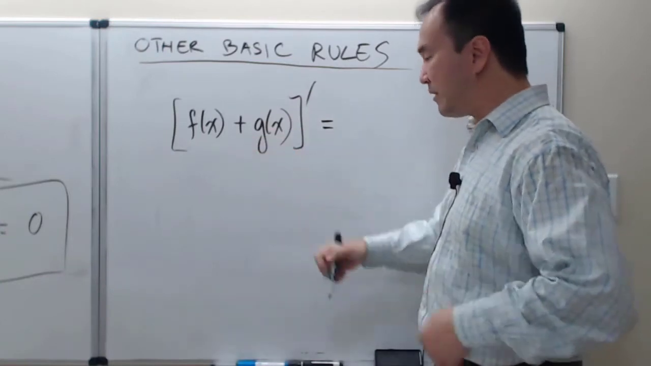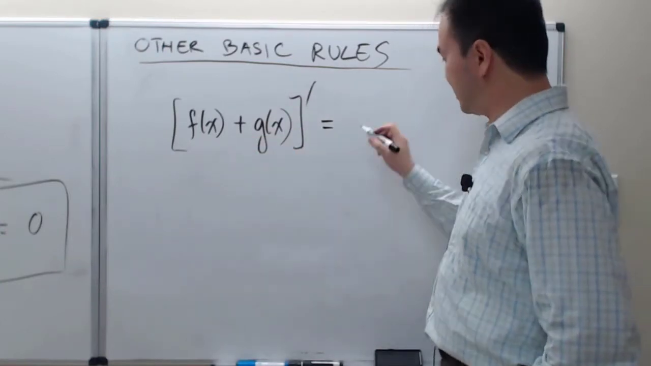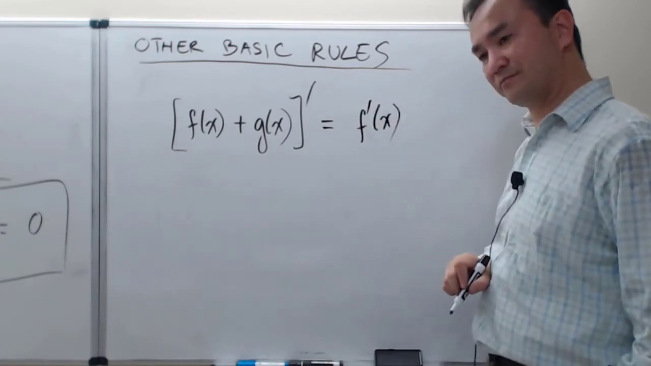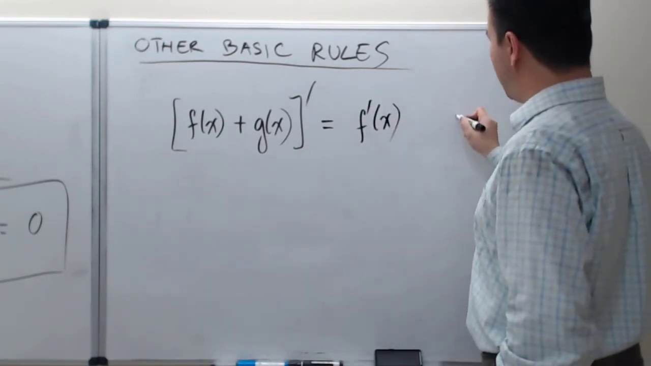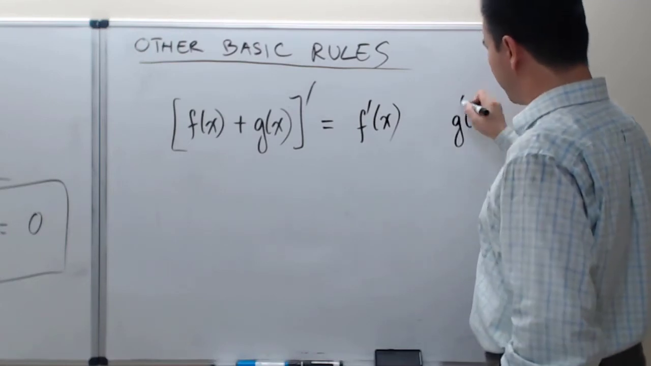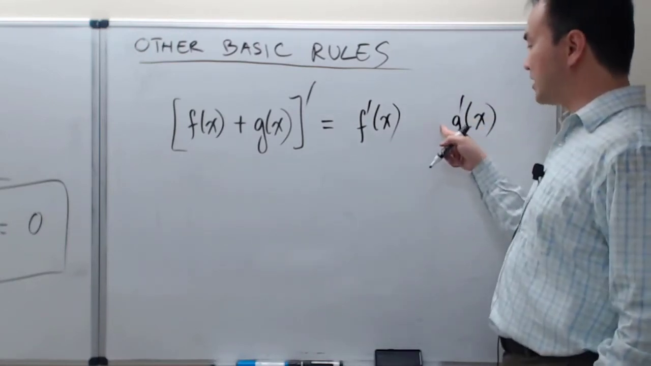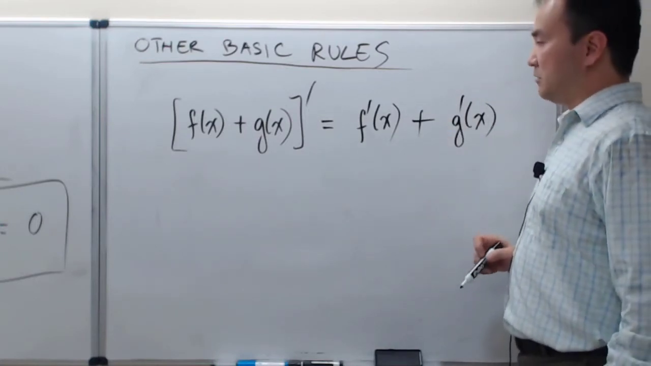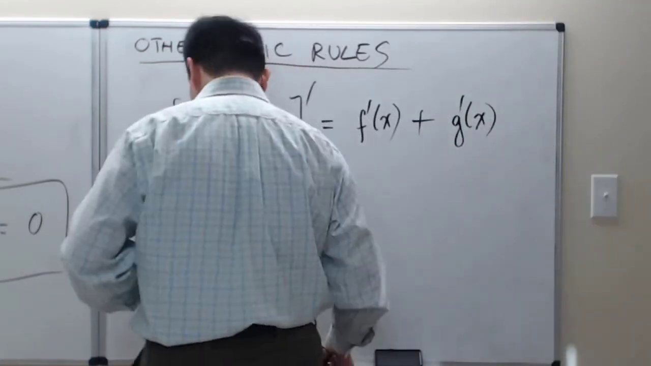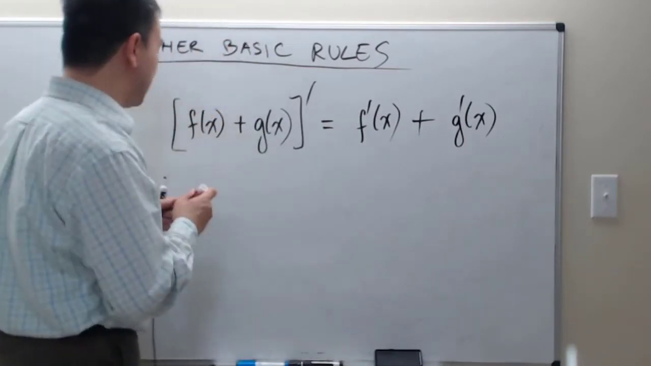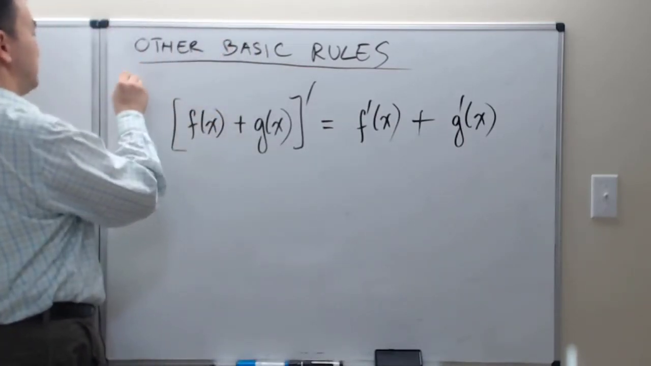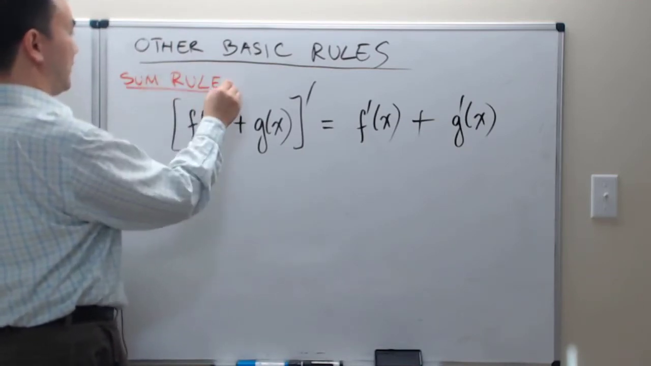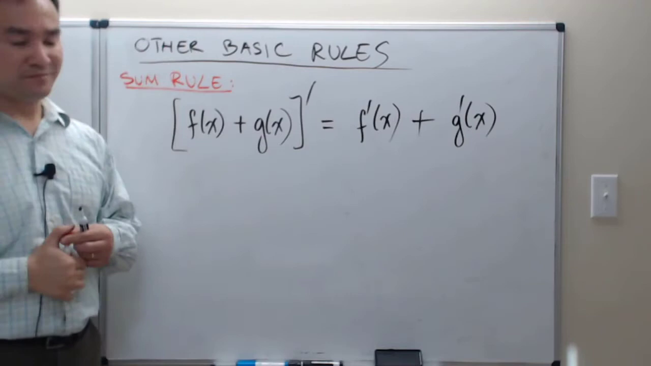The rule that I'm about to introduce guarantees that you can simply find the separate derivative for f, f prime, and find a separate derivative for g, g prime. And what's going to happen between these? We're going to add them. So ladies and gentlemen, we refer to this as the sum rule. The rule allows you to take the derivative of a sum.